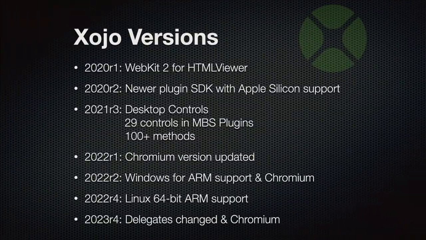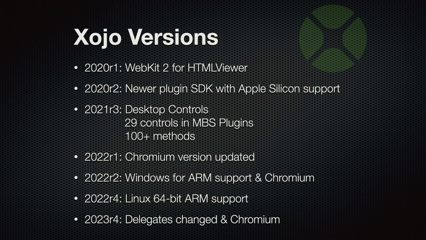And so we adapt for new plugin SDK versions, and so you have to keep getting new plugins just to keep things running. I adapted to using desktop controls. So we get 29 MBS controls for the existing desktop framework ported to the newer API 2 framework. And over 100 supporting methods also got updated to take the new classes.